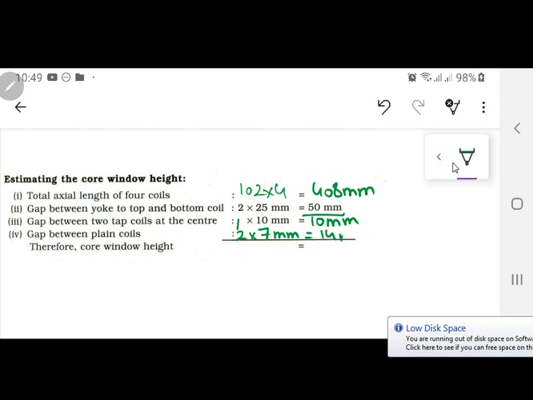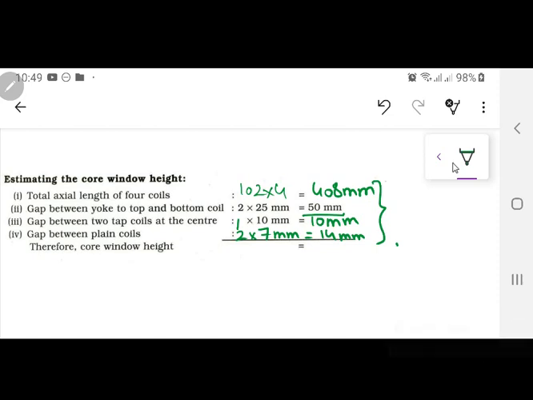Just add these 4s. ये 10, 25 and 7, these are just technical standards, you can take them anything that is required. Just add these 4: 408, 50 mm, 10 mm and 14 mm. 482. This is the total window height over here.